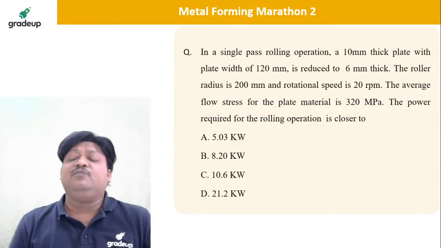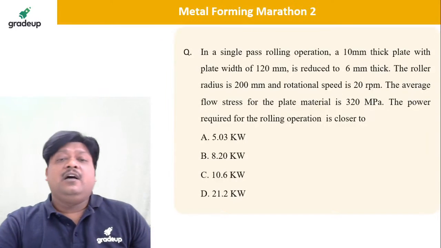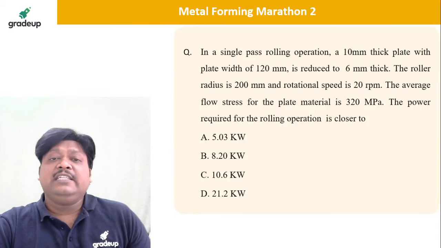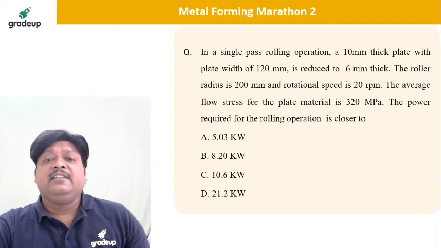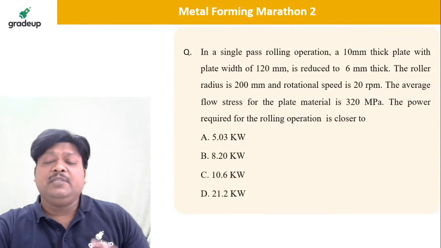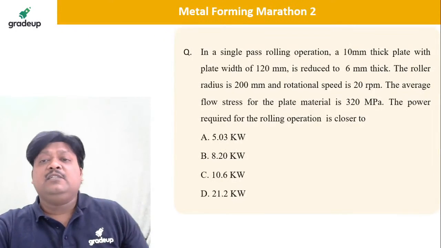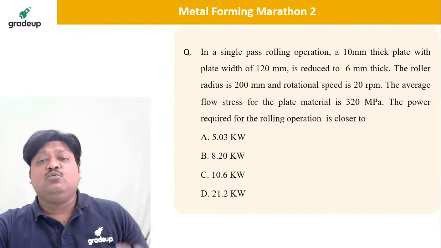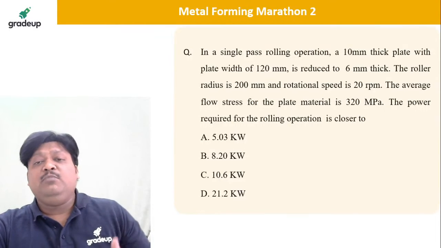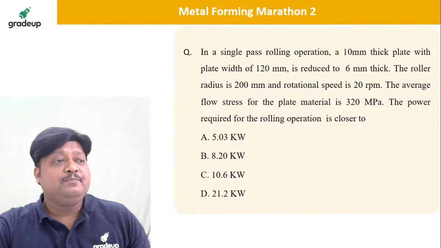So this is the question in front of you, dear students. The question says that in a single pass rolling operation, a 10 millimeter thick plate with the plate width 120 mm is reduced to 6 millimeter thick. The thickness is reduced to 6 millimeter and the width of the strip is 120 millimeter. The roller radius is given as 200 millimeter and the speed of that roller is given as 20 rpm.